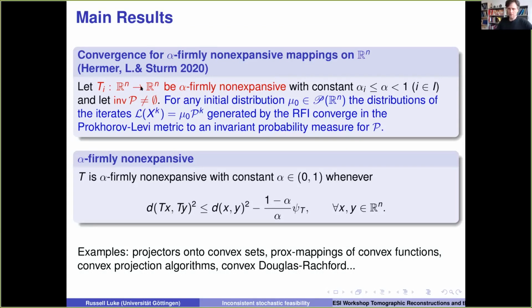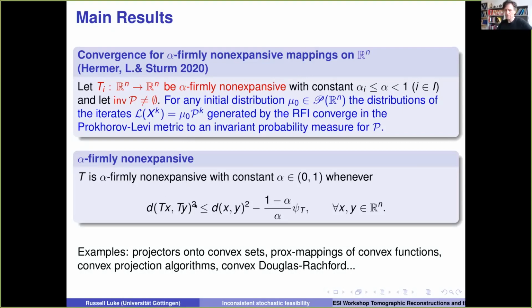So then, if you have these 2 assumptions satisfied, alpha firm non-expansiveness and existence of invariant measures, then for any initial distribution in the space of probability measures on Rn, the distributions of the iterates generated by the random function iteration converge in the Prokhorov-Lévy metric to an invariant probability measure for the Markov operator. Prokhorov-Lévy metric is a type of weak metric in the space of measures.